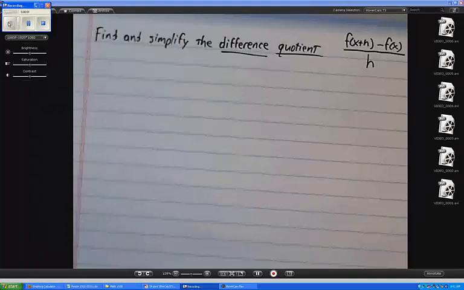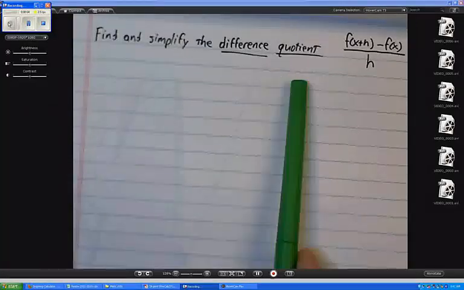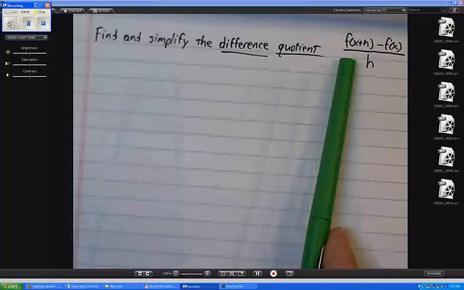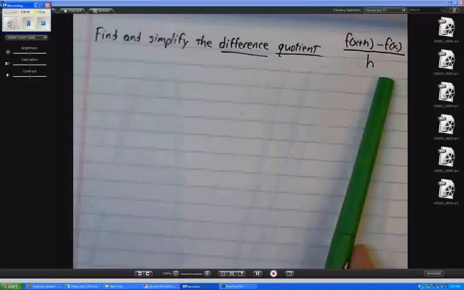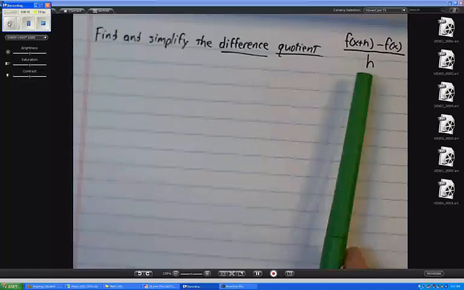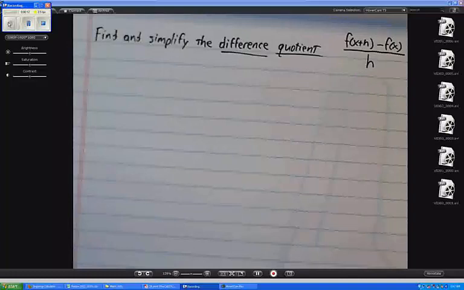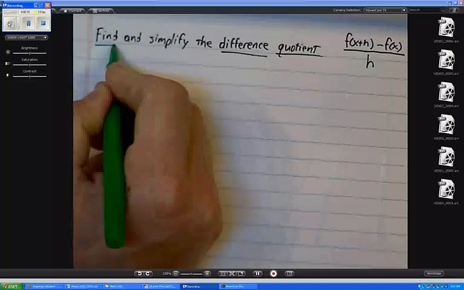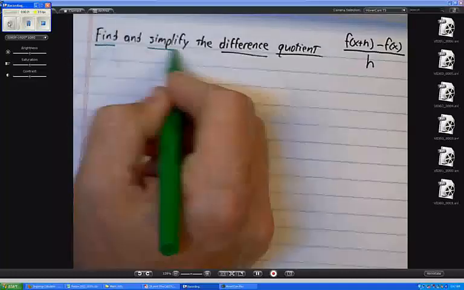Let's talk about what we're going to do. We're going to find and simplify something called the difference quotient. It's f of x plus h minus f of x over h. Okay. That may have just blown you away. You're like, whoa, what are we doing? All right. I'll show you how to find it, and then I'll show you how to simplify it.